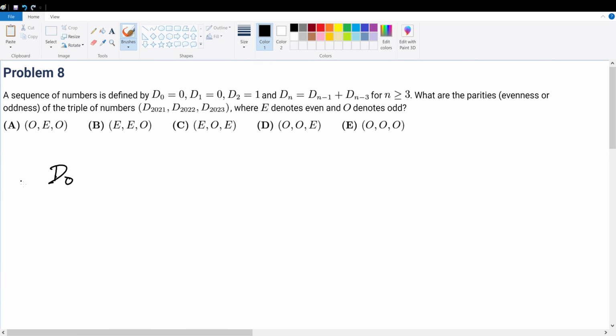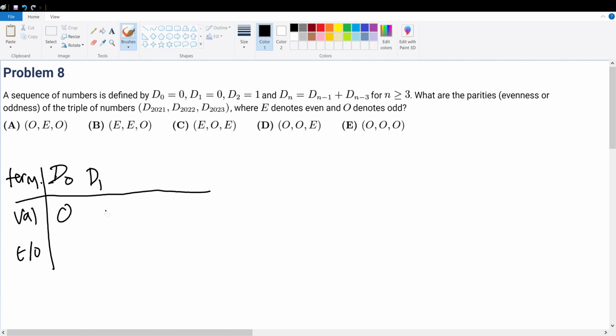Let's put D0 here. We're going to call this the term, this the value, and this the even or odd. So if we have this table, we would stay organized while staying on track. D of 0 is given to be 0, D of 1 is given to be 0, and D of 2 is given to be 1. 0 is neither odd nor even, but for this case, 0 will be considered even because any term that ends in 0 will be even. That's just the intuition I have to set this to be even and not odd. So this must be even and this must be odd.